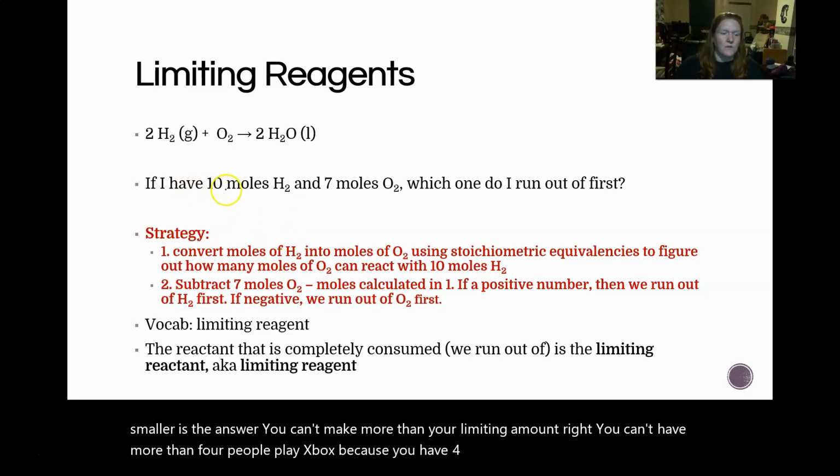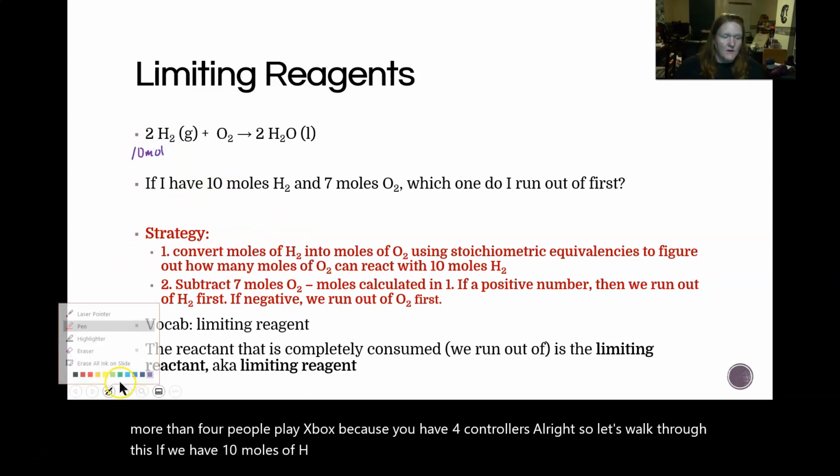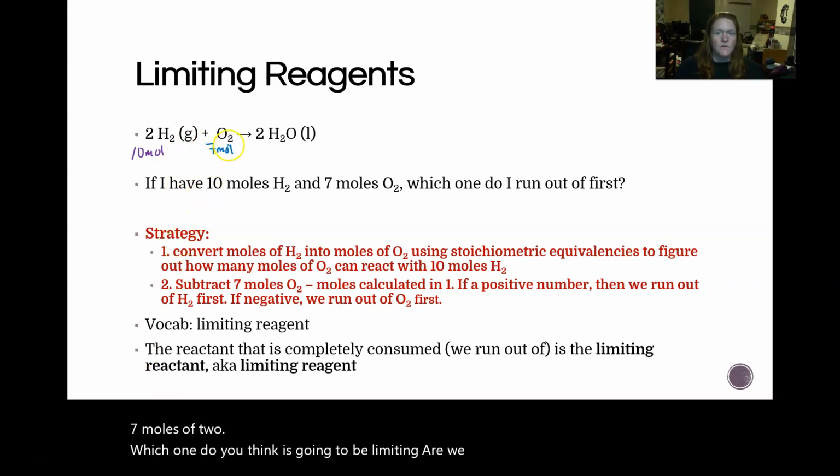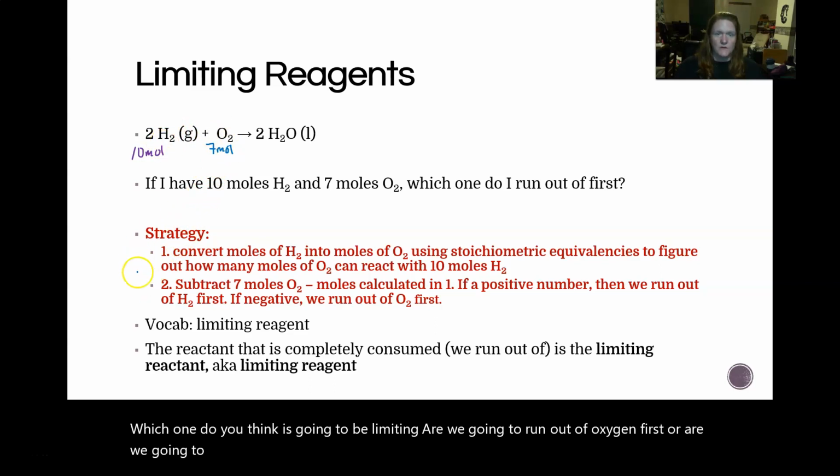All right, so let's walk through this. If we have 10 moles of H2 and we have 7 moles of O2, which one do you think is going to be limiting? Are we going to run out of oxygen first, or are we going to run out of hydrogen first?